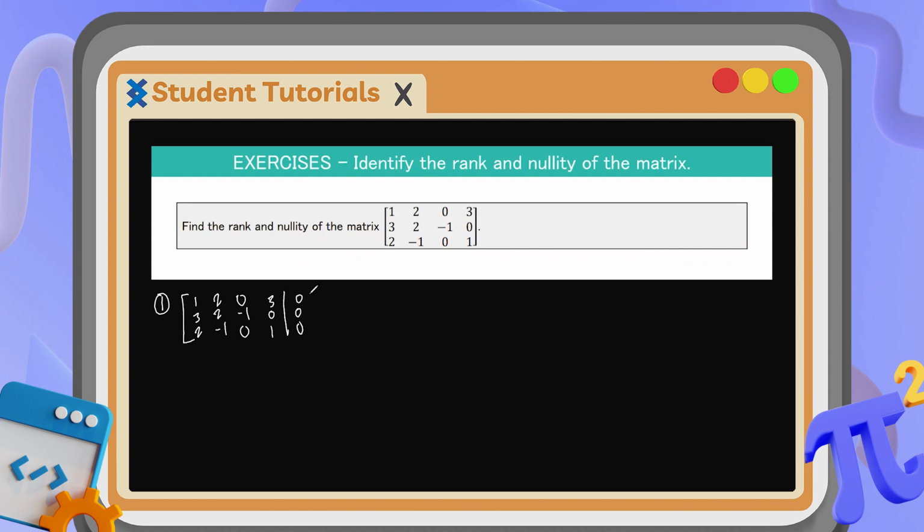0, 0, 0. The reason we're looking for 0, 0, 0 at the end of the augmented matrix is because we're trying to find the nullity, which is the dimension of the null space of a matrix. So we're making use of the null space to be able to find the nullity of the matrix.